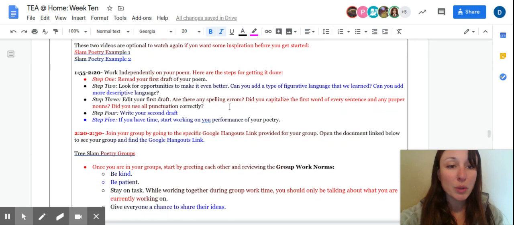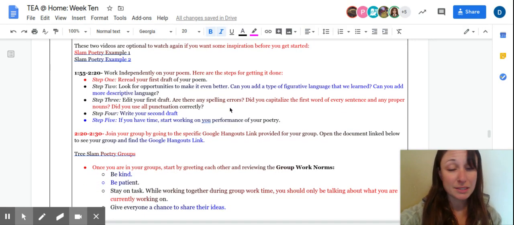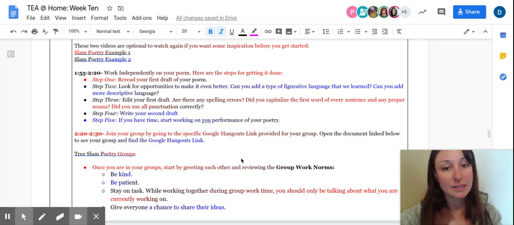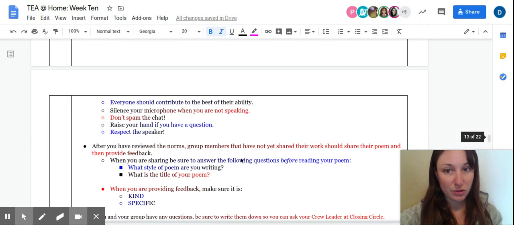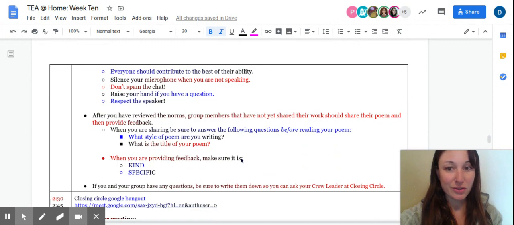Then at 2:20, you'll get in your groups for just 10 minutes today. And today you're basically doing the same thing you did yesterday, except a new person should be presenting their work for feedback. So obviously go over your group norms so that you can make sure that that's always in the forefront of your mind, and make sure that when you're giving feedback that it is kind and specific.